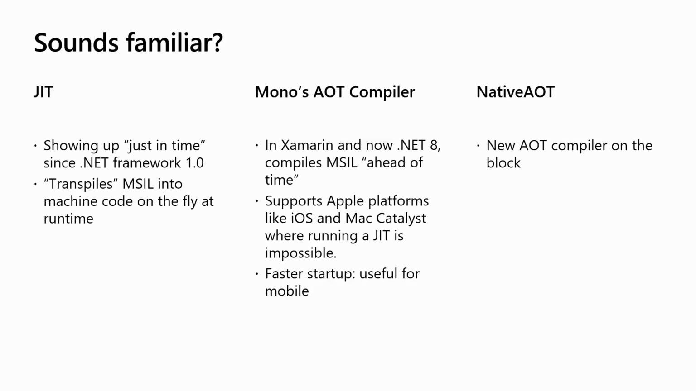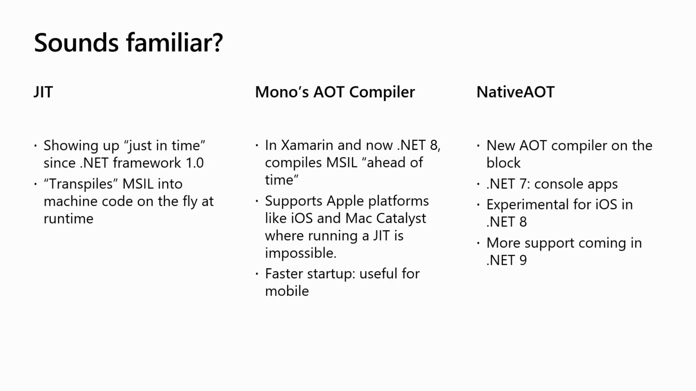And lastly, we have a new AOT compiler called Native AOT. This came out in .NET 7 for console apps, which is already pretty useful. If you're writing a little tool, like some kind of command line tool, I'd recommend looking into this. In .NET 8, they added even more support. I think they added some kind of ASP.NET experience, but we also have experimental support for iOS in .NET 8 for native AOT. And we're going to have more coming in .NET 9 in the future.